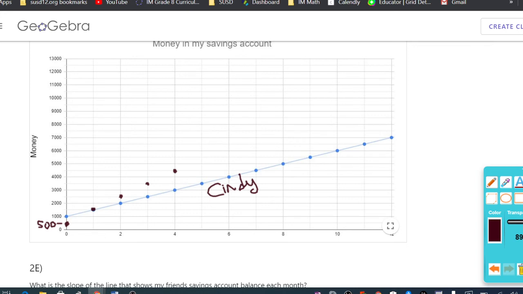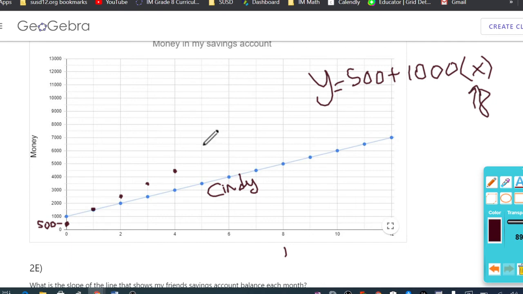How much will she have in the 8th month? Use the equation that I helped you with. She has $500 that she already had in her account plus $1,000 a month in earnings times the number of months that she's been earning for. So after 8 months, X equals 8. Then she has 8,000 plus 500, $8,500. Wow, I hope she takes me out to dinner. She's making a lot of money. How much does she have after 12 months? Let's put in X equals 12.